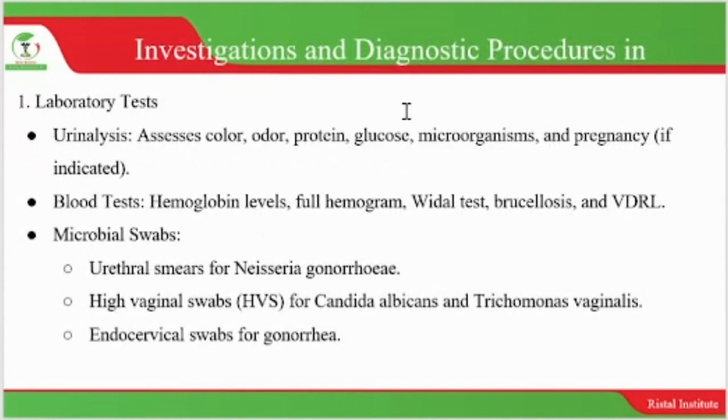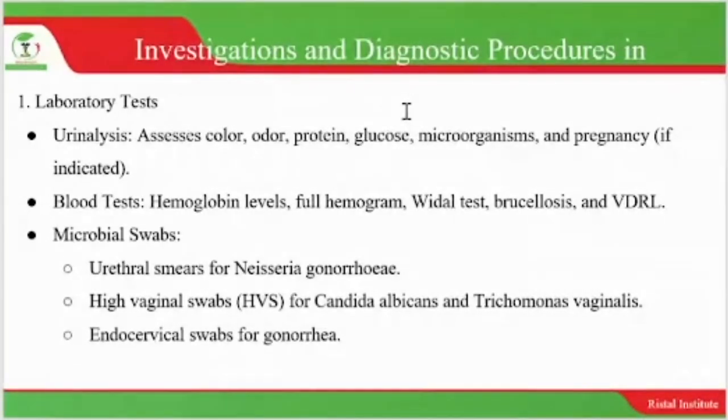Let's start with laboratory tests. Under laboratory tests, we have urinalysis. Here, the sample is urine, and the urine is examined for the following: color, odor, protein, glucose, microorganisms, and pregnancy if indicated. But if not indicated, then normally pregnancy can be ruled out. This depends on the age of the woman, whether she is still in the reproductive age or not, and other factors that can be related to that.